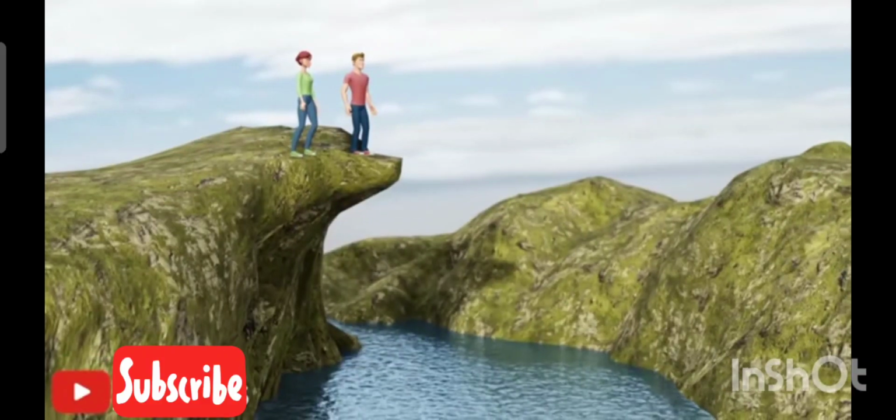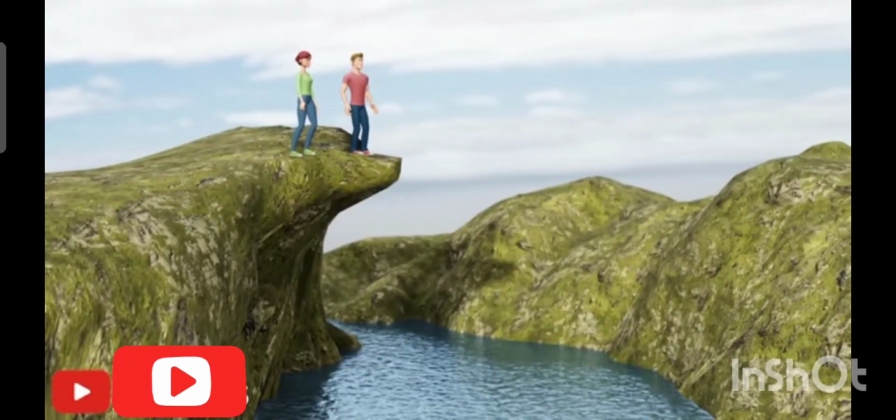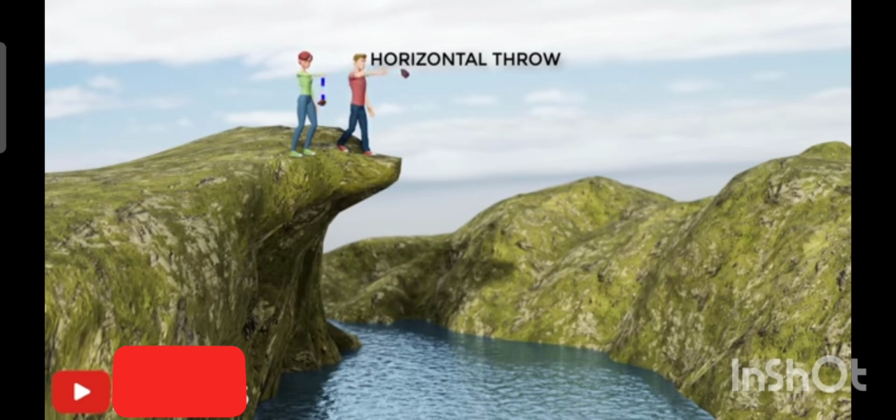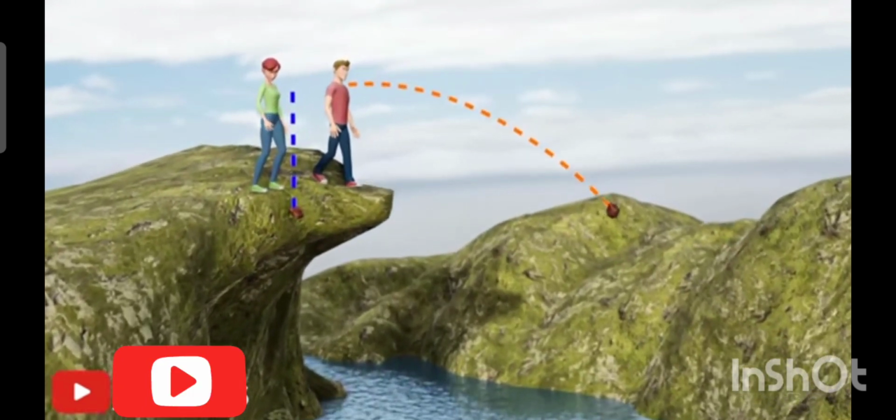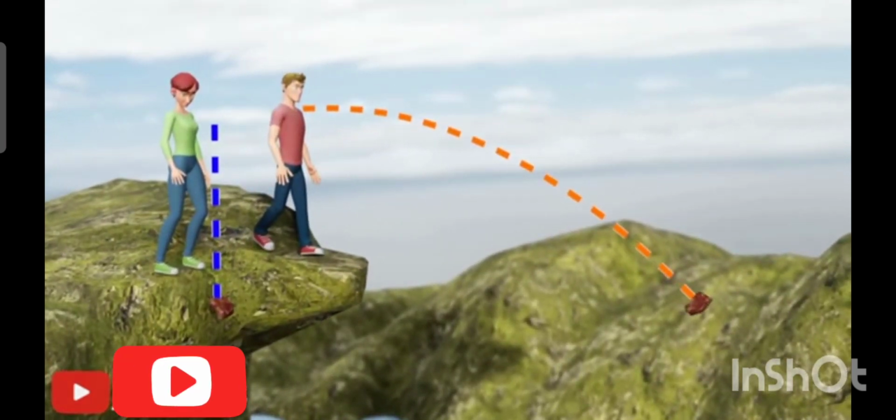Standing at the edge of a cliff. Your friend drops a stone straight down, and with great speed, you throw a similar stone horizontally. The question is, which stone will land on the water surface last?